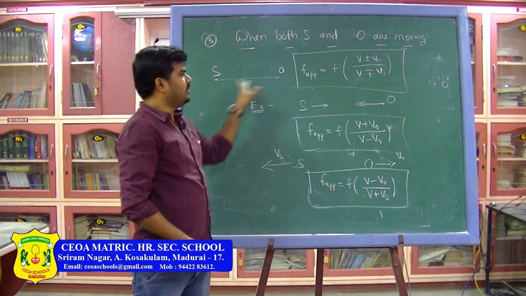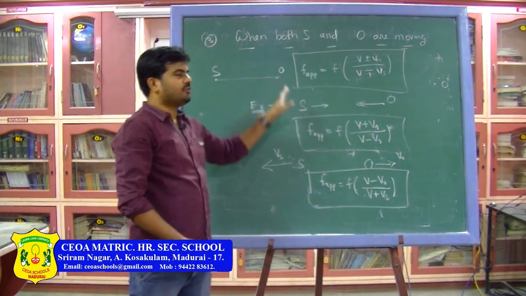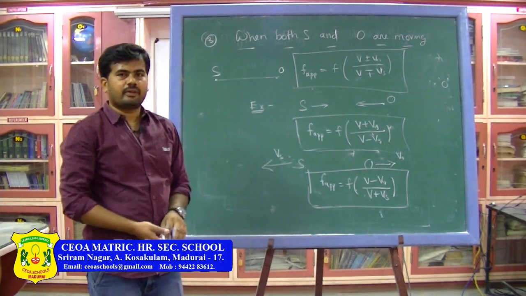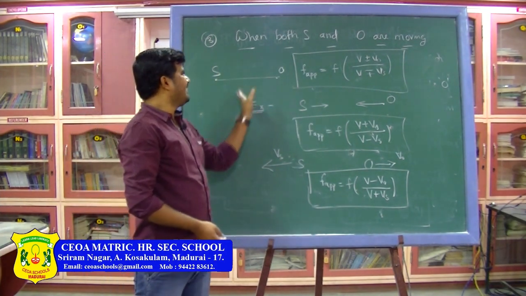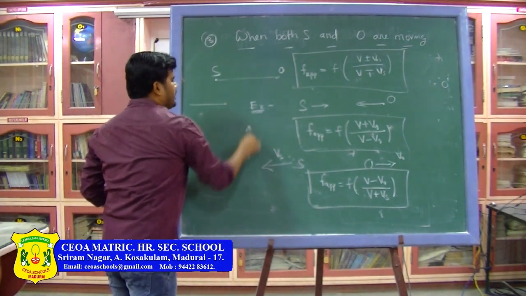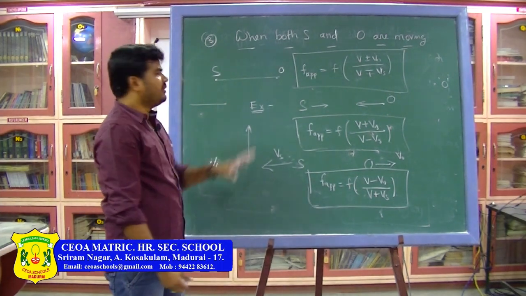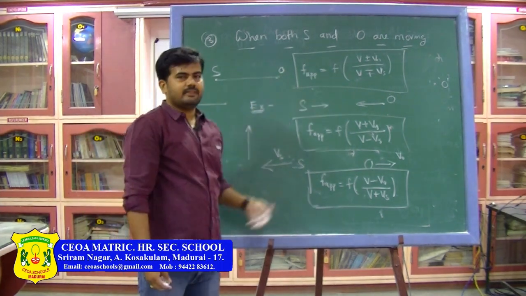Source and observer are along the same line. These are generally the kind of problems you can expect in NEET regarding the Doppler effect. If they are not along the same line, suppose the source is moving in this direction and the observer is moving in a different direction, then how to find the apparent frequency we will discuss in the next class.